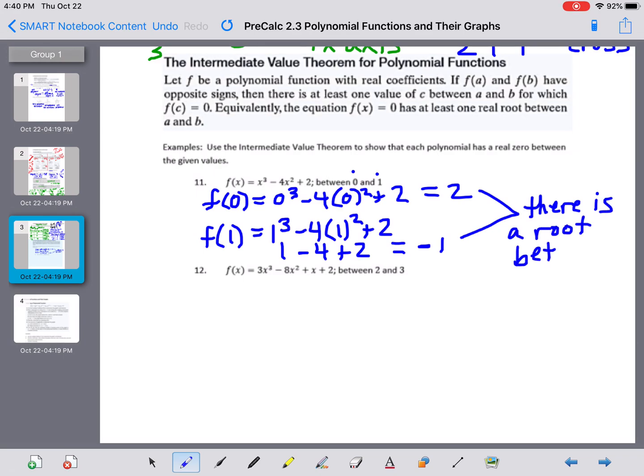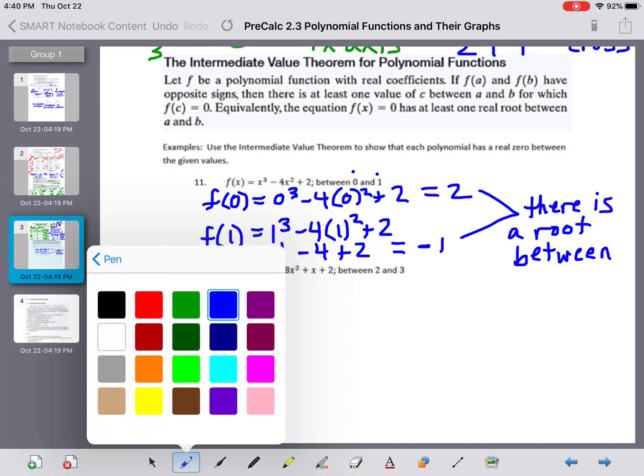Now, we know it's not 0 because we didn't get a 0. We know it's not 1 because we didn't get a 0. So it's some decimal possibly in between those two. Well, it has to be, because between 0 and 1 there's only decimals. Okay. I should think before I speak.